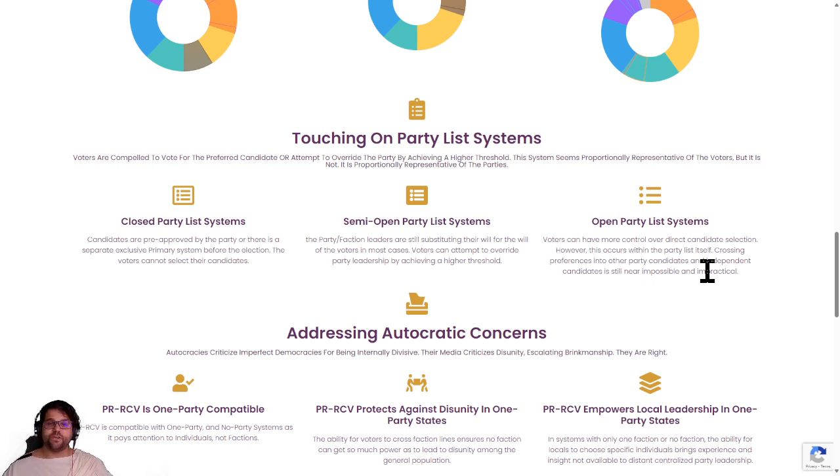And now the best version of party list systems is the open party list system. Voters have more control over direct candidate selection. However, this occurs within the party itself. Crossing preferences into other party candidates and independent candidates is still near impossible and impractical. Very, very few party list systems are implemented in an open and independent way.